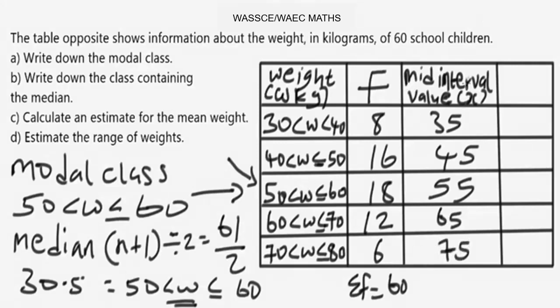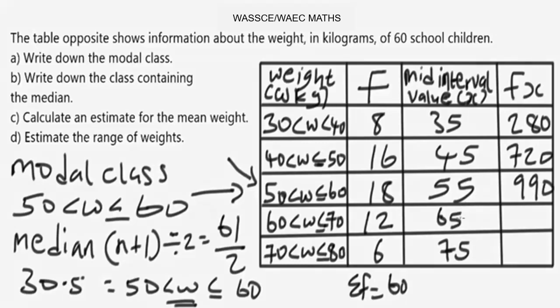Now to get our fx, this column will be our fx. So our fx will be to multiply the mid interval x with the frequency values respectively. So 35 times 8, when you punch it, you're going to have 280. Now 45 times 16, when you punch it, you're going to have 720. Now 55 times 18, when you punch it, you're going to have 990.